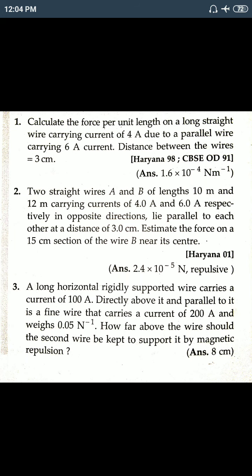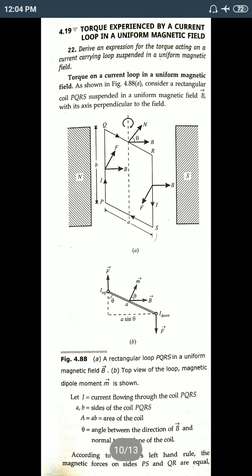Clear? Okay, so the next topic of this chapter is torque experienced by a current loop in a uniform magnetic field. In electrostatics, we also found the torque experienced by a current loop in a uniform electric field. Now here, if you place any closed circuit loop in a uniform magnetic field, what will be the torque experienced by this loop? So let's start.